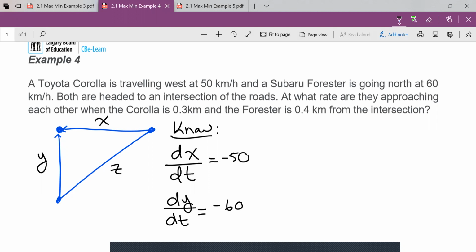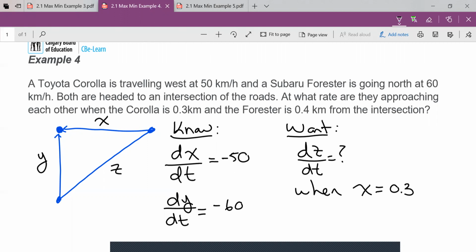All right. And what do we want? We want the distance between them. How's that changing? So dz/dt is equal to question mark when the Corolla is 0.3 kilometers away from the intersection, and when the Forester is 0.4. Okay, there we go.